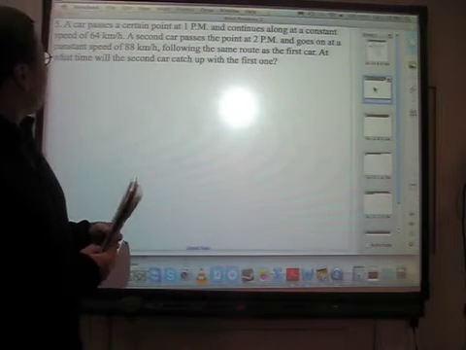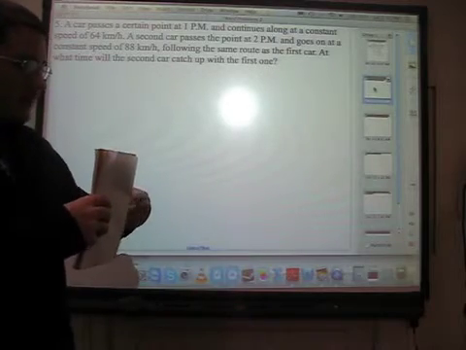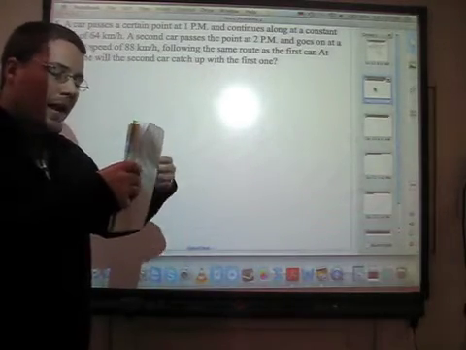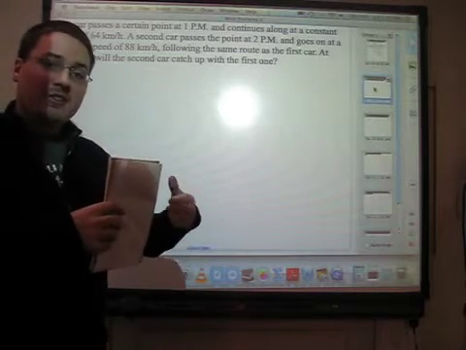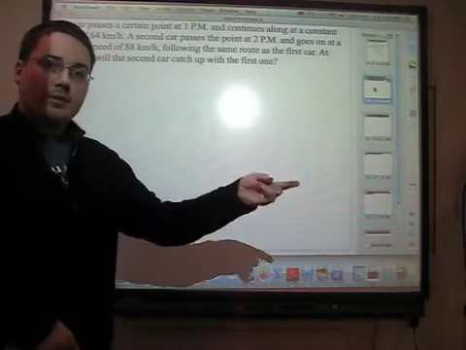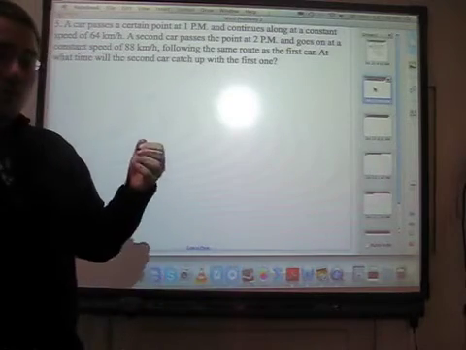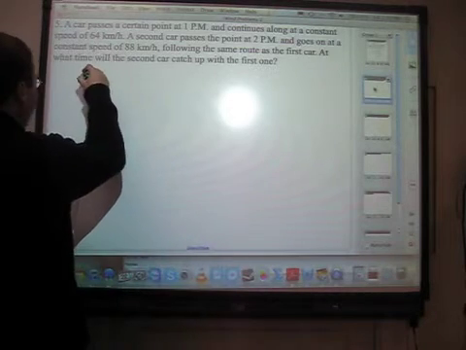We've got a car that passes along a certain point at 1 p.m. and keeps going. An hour later at 2 p.m., the second car passes that point at a faster speed. Now, since the second car is going faster, it should approach the first car. The question is, when? So we're going to start this by defining a variable.